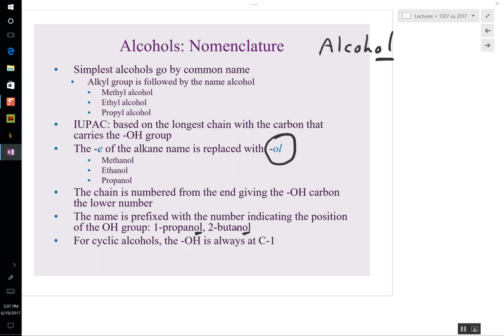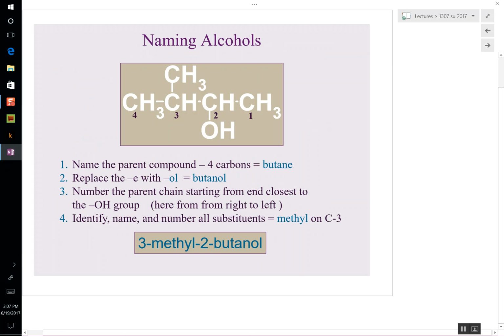Cyclohexanol, cyclic alcohols, we might not need a number because we just assume wherever that OH is on there. So let's name a couple things. Here's, okay, longest chain. 1, 2, 3, 4. And notice, you say, well, we got a methyl group here, 1, 2. No, this takes precedent. This is going to end up in the name. We're going to call this butanol.